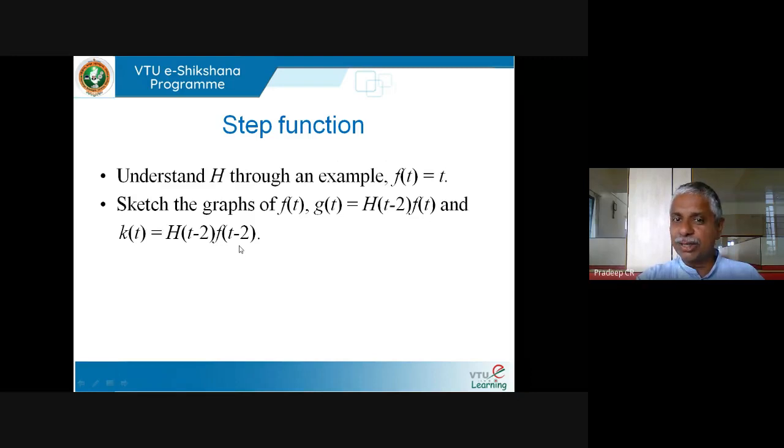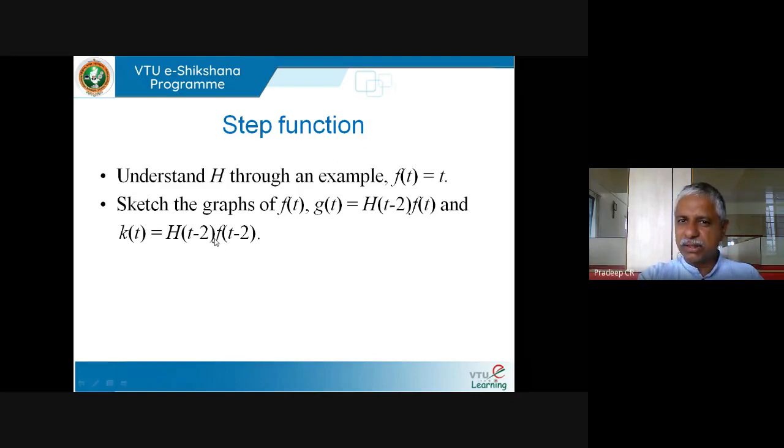Before I show you the picture, let me give you some hints on how to do it. f(t) equal to t is easy. This is nothing but a straight line passing through the origin with slope 1. What is h(t minus 2) f(t)? h(t minus 2) means till 2 it is 0. After 2, this is the same as f(t). That means till 2, it is 0. After 2, it is like f(t) equal to t. That means I have erased the curve, the function f(t), till 2. That's what it means.